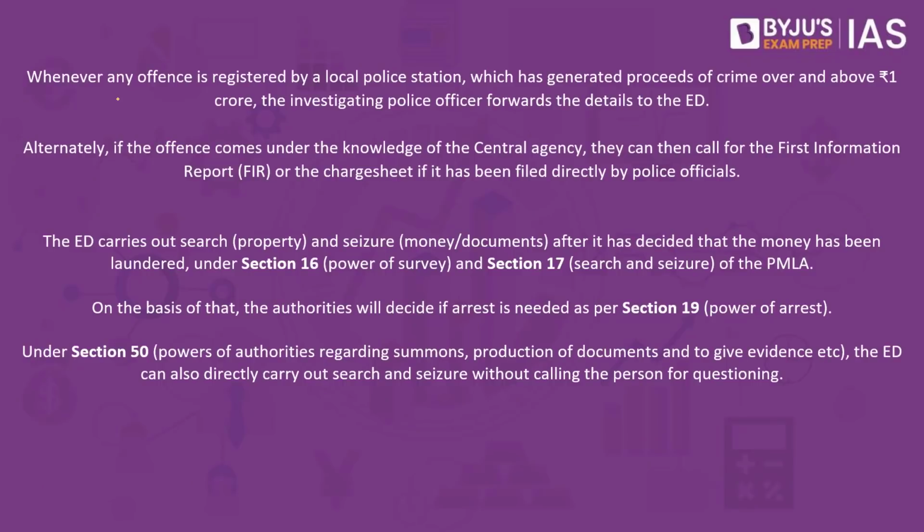At what stage does the ED step into this investigation process? Whenever any offence is registered by a local police station which has generated proceeds of crime over and above 1 crore, the investigating police officer forwards the details to the ED. If the proceeds of the crime that the police have captured is more than 1 crore, in that case it has to file an FIR. Immediately after this, it has to send a notification to the Enforcement Directorate.